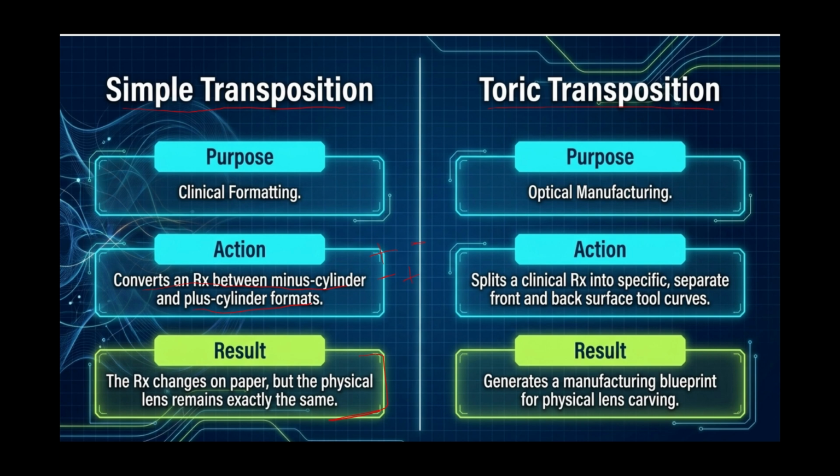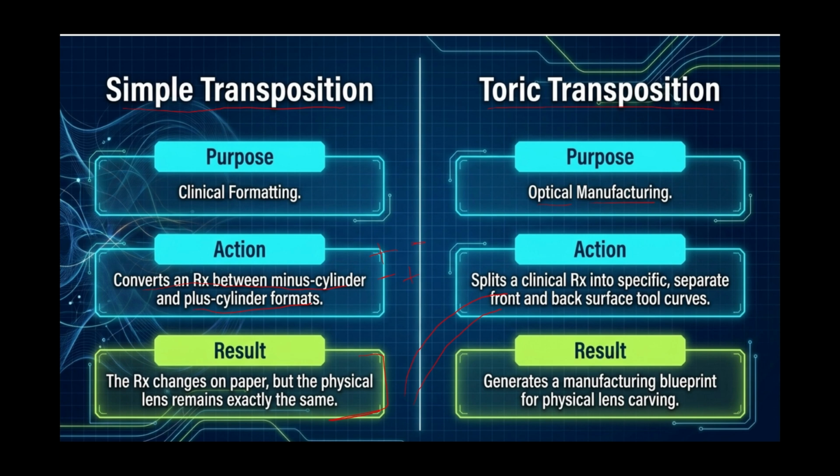Now let's come to what we are trying to achieve in a toric transposition. Toric transposition is essential for optical manufacturing, because the person who is going to manufacture the lens has to know what must be the power of the anterior surface of the lens, what must be the power that has to be ground in the posterior surface of the lens. Is it a spherical power? Is it the cylindrical power? If it's a cylindrical power, at what axis? How much has to be ground? All these things have to be told very clearly and explicitly to the manufacturer. That is why we have to do a toric transposition.